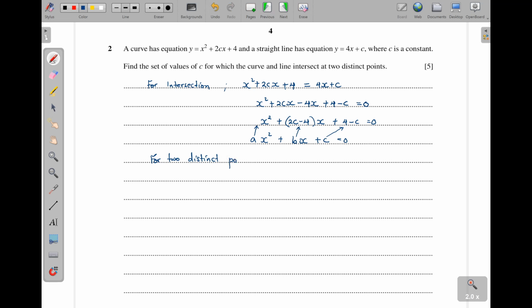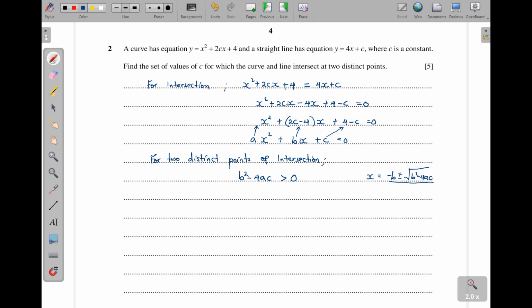points of intersection, b squared minus 4ac has to be greater than 0. Remember, when we are solving the quadratic equation using the quadratic formula, we have x is equal to minus b plus or minus the root of b squared minus 4ac.